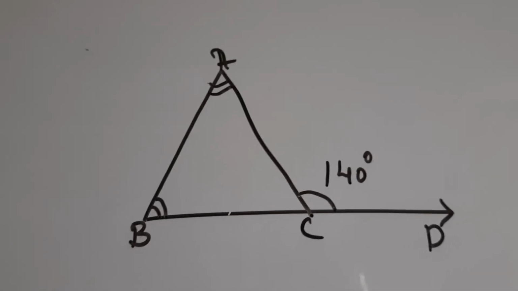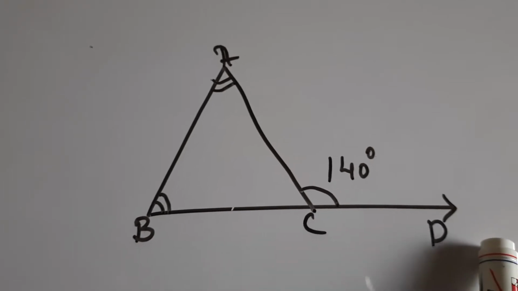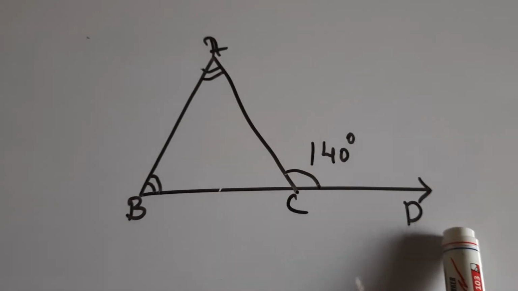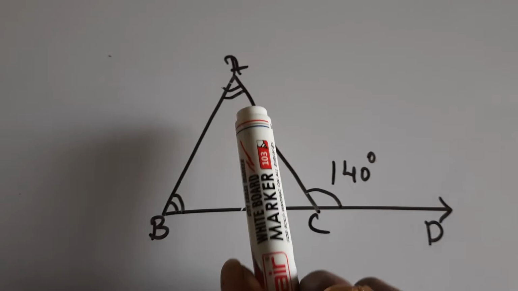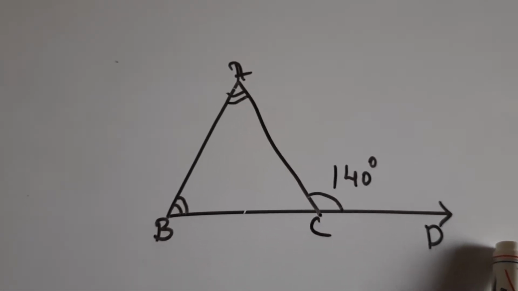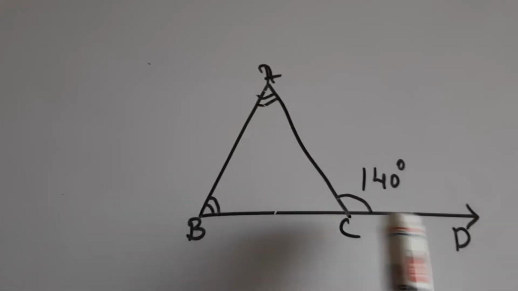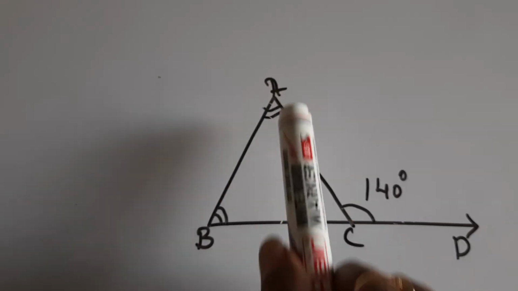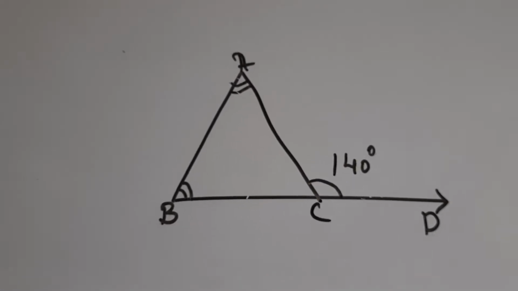Look at the figure. This is triangle ABC, extended as I explained first. The arm BC is extended and point D is marked. So angle ACD is formed, and this angle ACD is the exterior angle of triangle ABC. This time they are giving us the measure: angle ACD is equal to 140 degrees. They are asking us to find angle A and angle B, which are remote interior angles of triangle ABC.